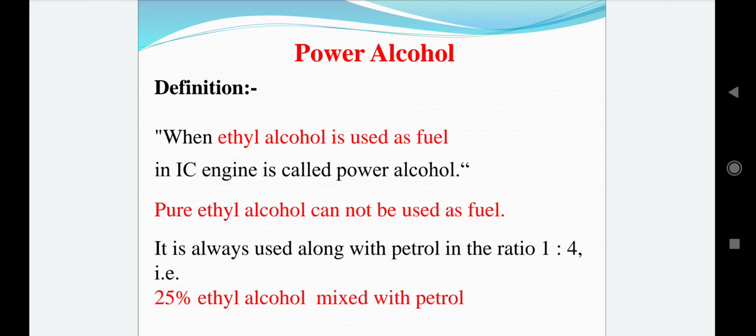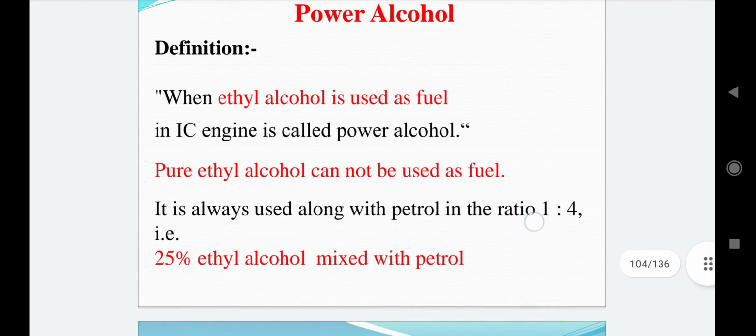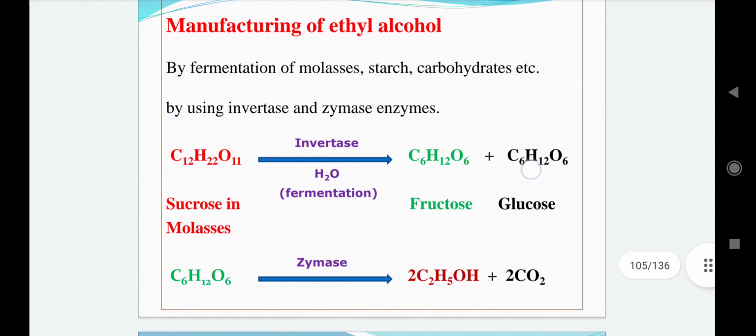Now let us see how to produce ethyl alcohol. Manufacturing of ethyl alcohol uses molasses, starch, or carbohydrates. Out of the three, you can use any one. We require two enzymes: one is invertase and the second one is zymase. Take the sucrose, C12H22O11, which is present in molasses.